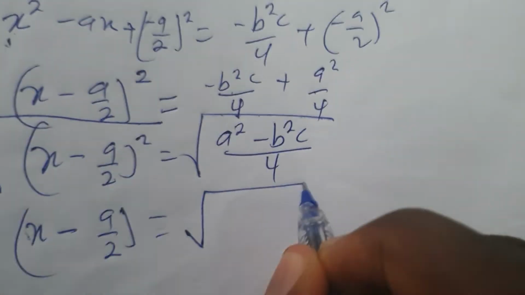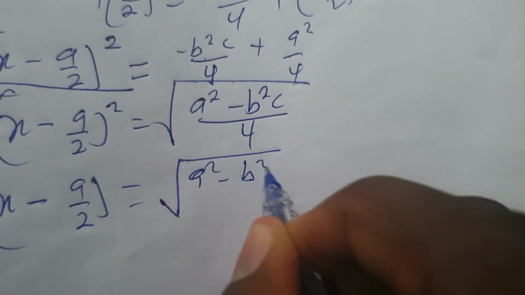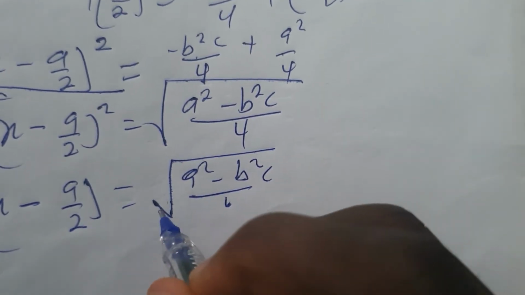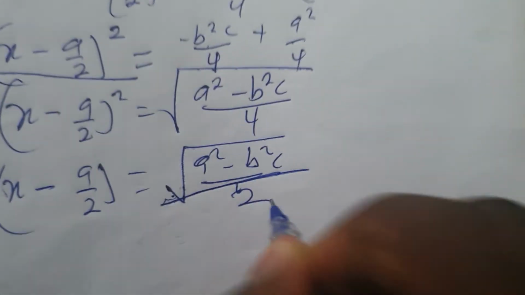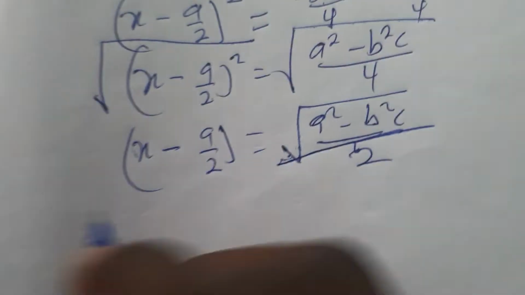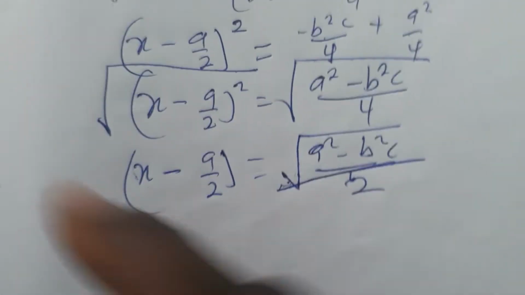So we go to the square root of a squared minus b squared c. Okay, so the square root of 4 is actually 2, so we have something like this. Okay, so yeah, to make x the subject, we bring this to the other side.